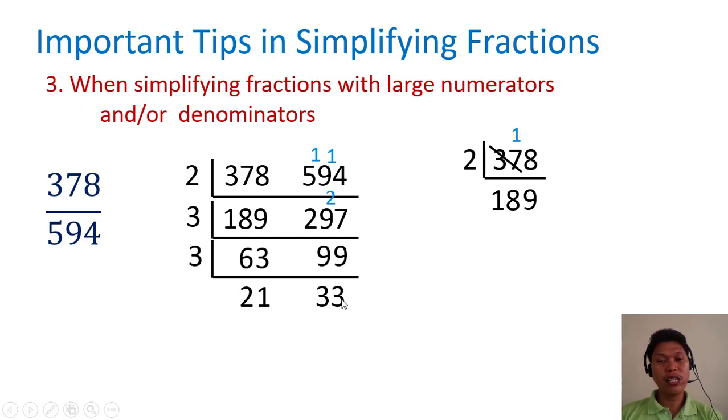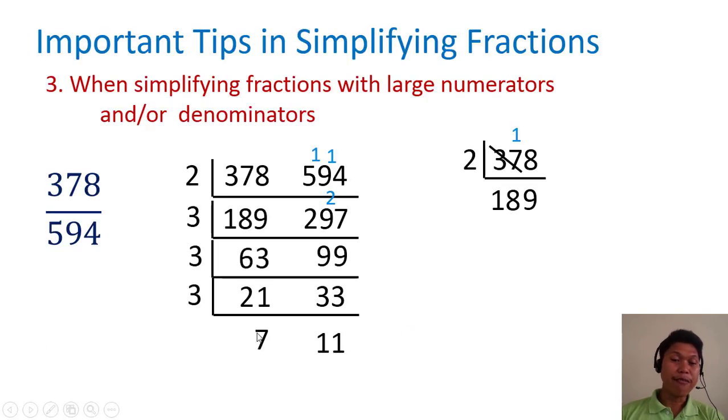So, 21 and 33, pwede pa rin. Pwede sa 3. We have 3, kasi 2 plus 1 is 3. And then 3 plus 3 is 6. Pwede, 3, 6 kasi. 3, 6, 9. So, 7, and this is 11. And, 7 and 11 are prime numbers na hindi na natin pwedeng continue. Therefore, the result is 7 over 11. So, our new fraction, or the simplest form of 378 over 594, is 7/11.